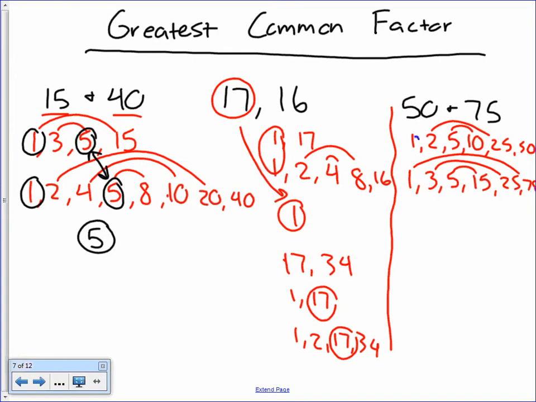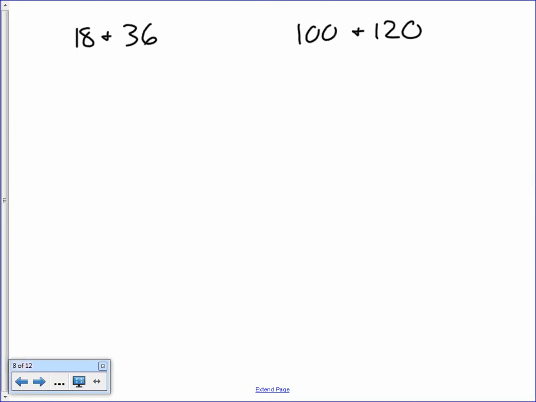There are 1s in common. There are 5s in common. There are 25s in common. So actually, 25 is the biggest one, and 25 is my greatest common factor for that one.